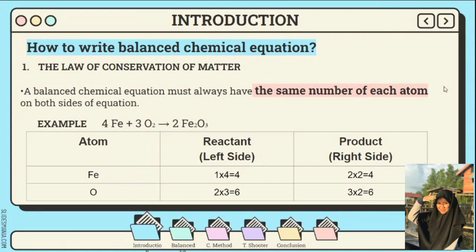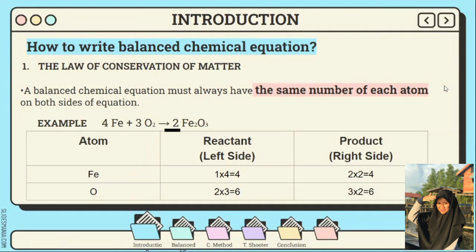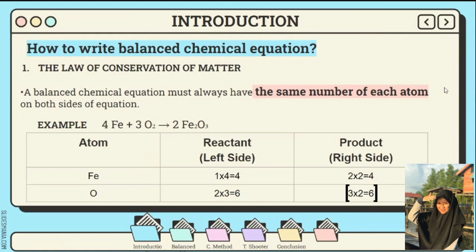Whenever we have an equation where we have an odd number, try to get that to an even number. For this equation, put 2 in front of the product side, Fe2O3. So the 2 applies to everything on the product side. So we have 2 times 2, so that will give us 4 iron atoms. But we have 2 times 3 on oxygen, so that gives us 6 oxygen atoms.